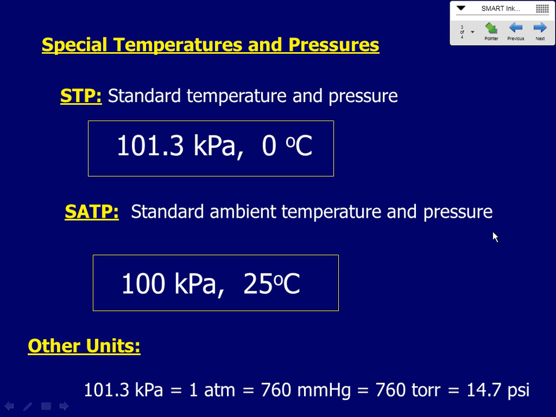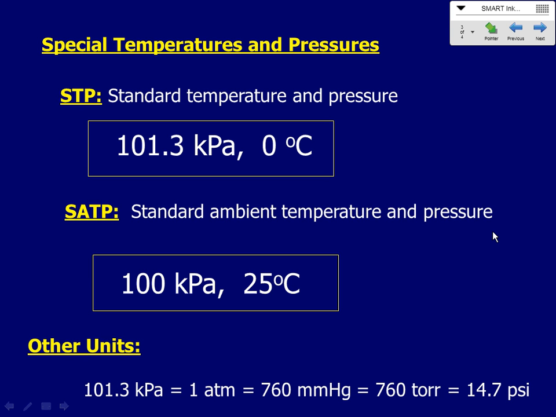Okay? So one is more atmospheric, out in the open, what you would see. The other one is more laboratory conditions. On the periodic table, it's SATP. They're what we would see under laboratory conditions. Okay? Because as soon as you change the temperature and pressure, it changes the way the chemicals behave a little bit.